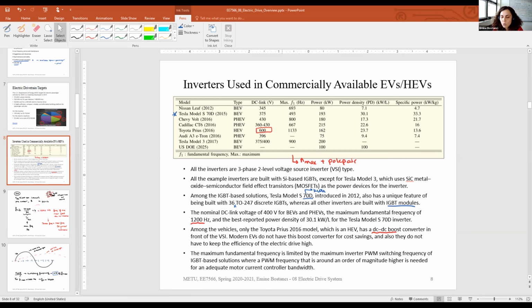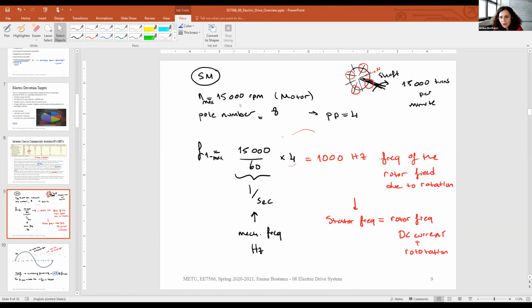And as this motor gets faster, or as the pole pair number gets more, or as both their multiplication increases, then we may need to use an inverter with a higher switching frequency. But for now, if you use silicon-based IGBTs, you need to make sure that you have a limited maximum speed and limited pole number.